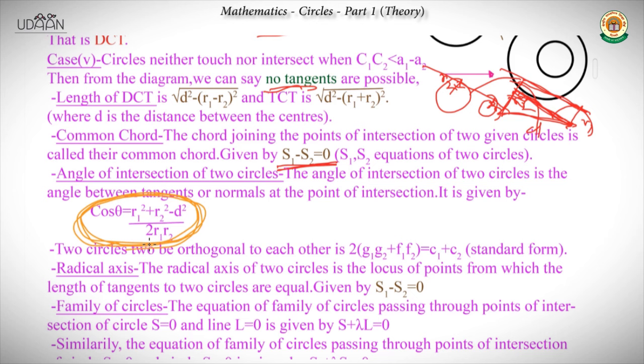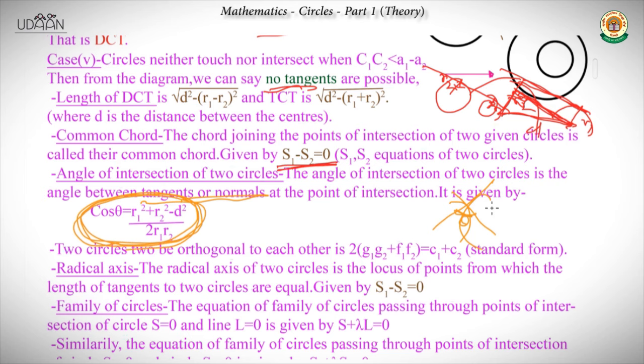Now, when 2 circles intersect, then we can define the angle of intersection of 2 circles. It is defined as the angle between the tangents or normals at the point of intersection. If they intersect, then at these 2 points the tangents are drawn, and the angle between them is calculated, which is defined as the angle of intersection of 2 circles. And if the angle is theta, then cos theta equals r1 square plus r2 square minus d square over 2 r1 r2. Here r1 and r2 are the radii of the 2 circles, and d is the distance between the centers.